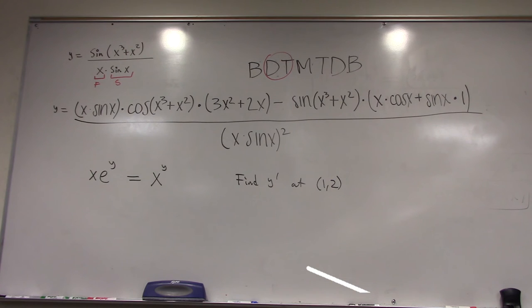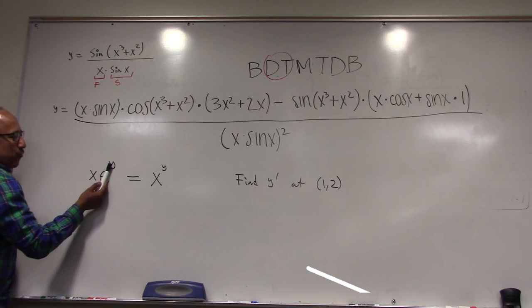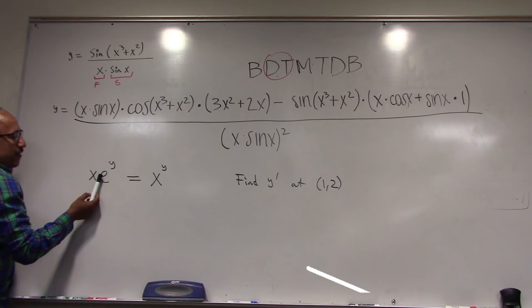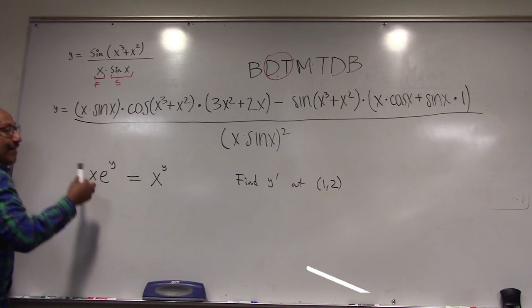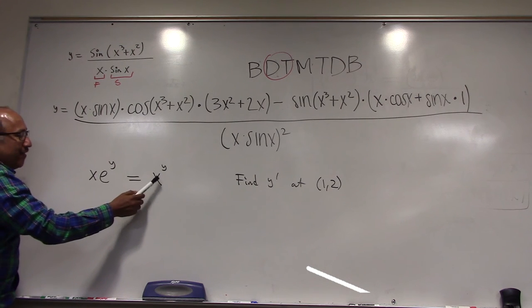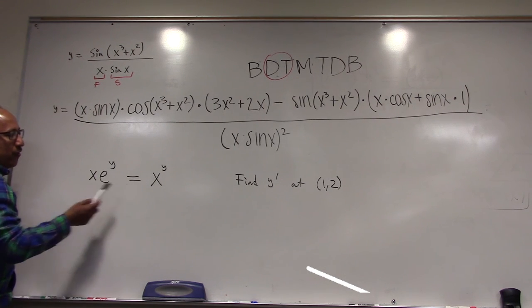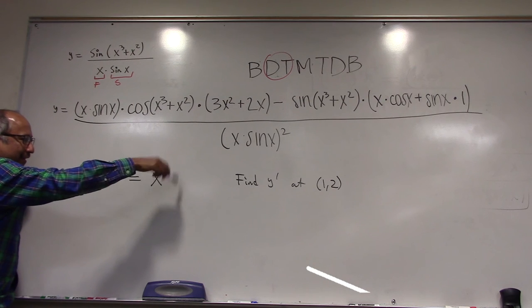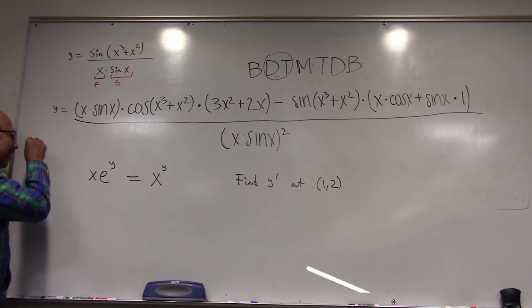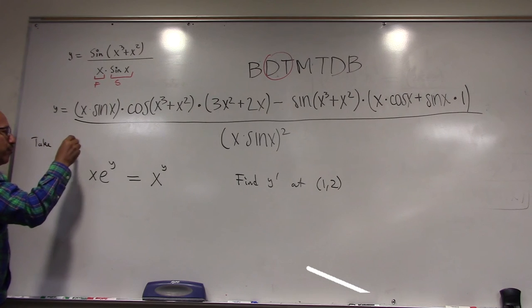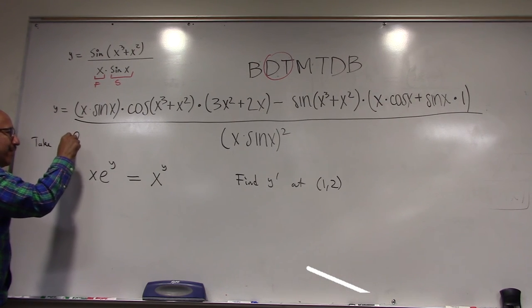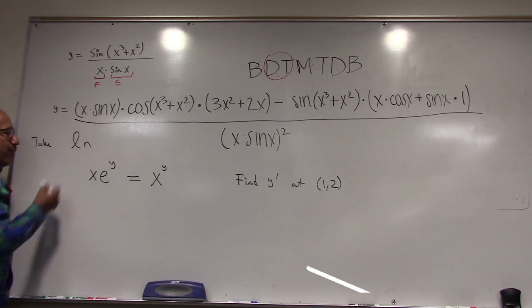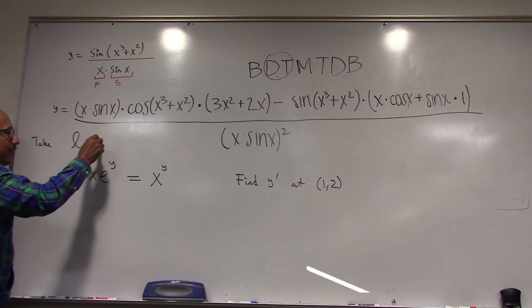Instead of doing that, we're going to apply natural logarithms to bring this y down. Here, I don't need to bring this y down because I know the derivative of e to the something is just e to the something times the derivative of the something. But over here, this is not an e, so oh shoot, this is giving me a headache. So what you can do is take the natural log in both sides.